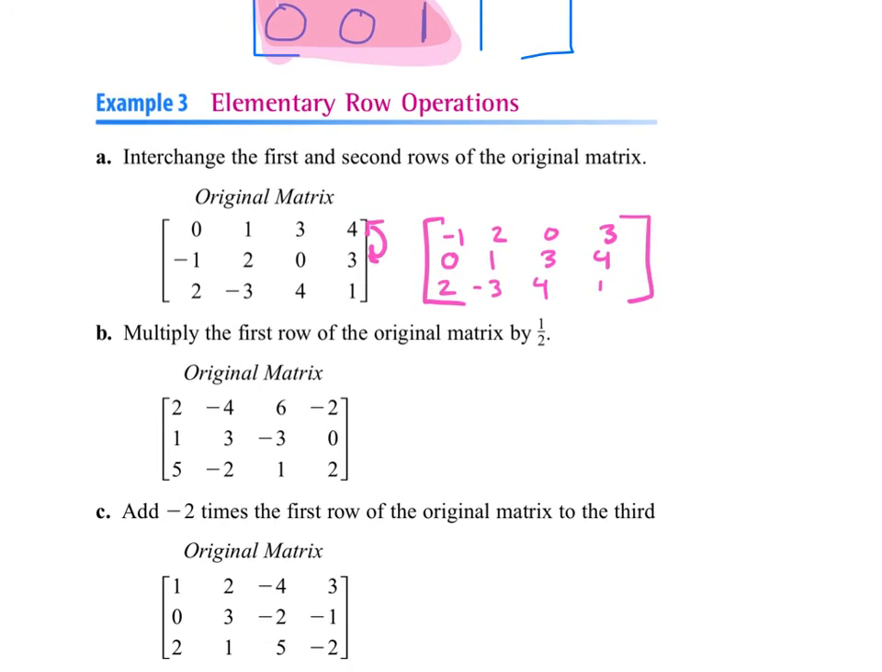For B, we have to multiply the first row of the original matrix by 1/2. So we're multiplying this whole row by 1/2. What would our new first row be? 1, negative 2, 3, and negative 1. And our second and third rows just stay the same. We don't have to do anything to them.